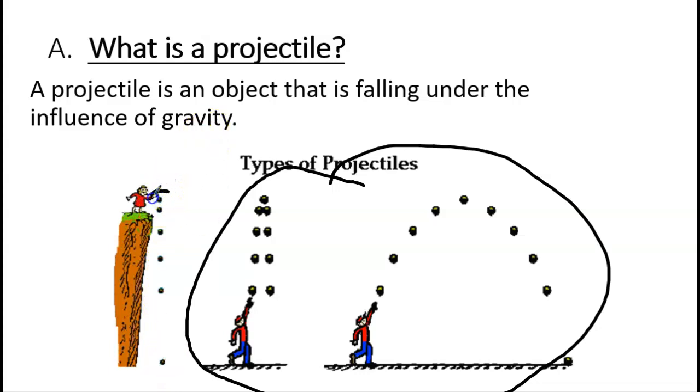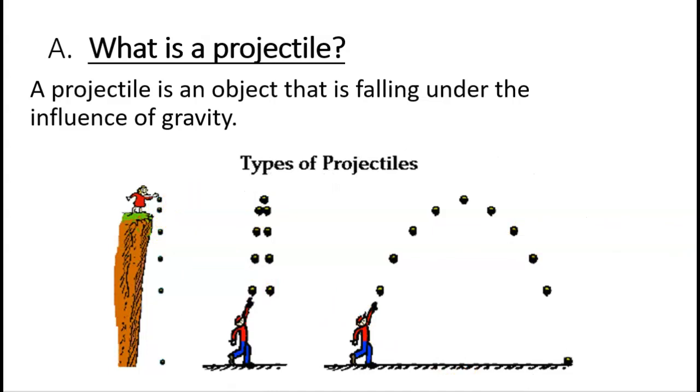However, what if they're not throwing it? What if they just let it go? What if they just let it drop out of their hand? Well, in that case, the starting speed is 0 because you're not throwing it. You're just letting gravity pull it. And so it starts from a speed of 0 if you just let it go. But if you chuck it, then you're actually adding a starting velocity to it.